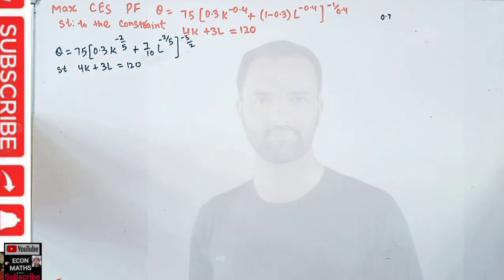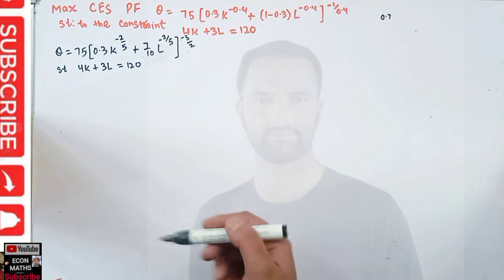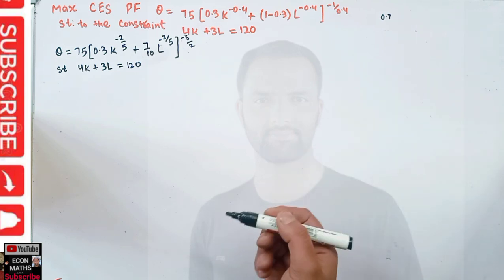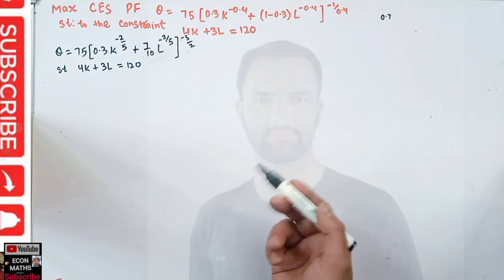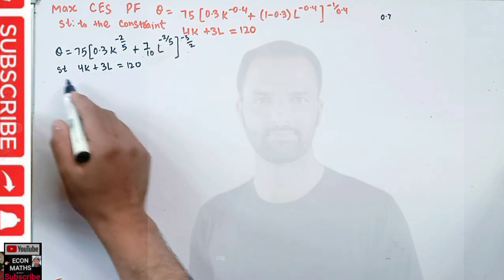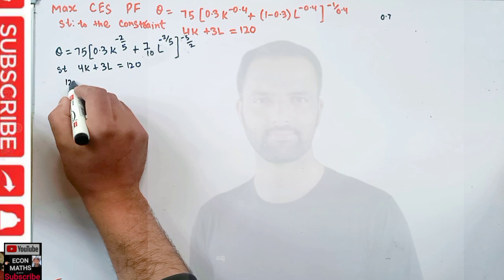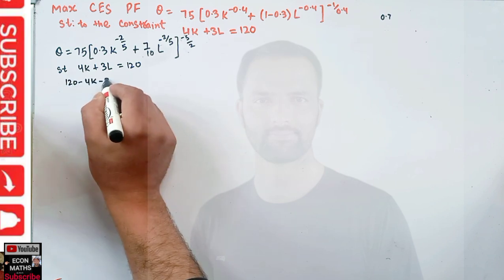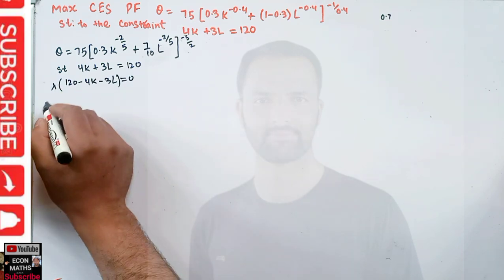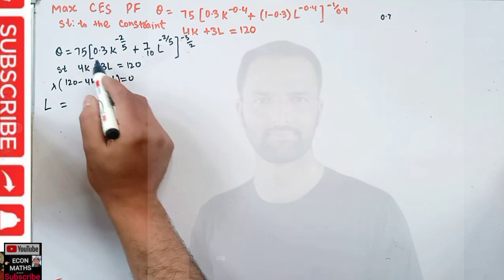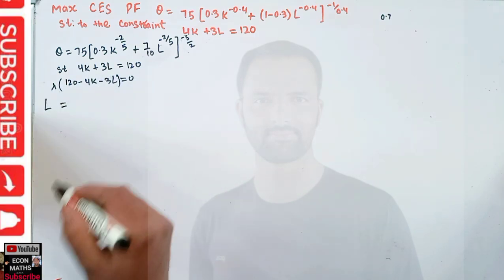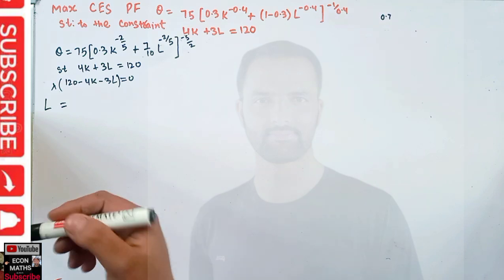I have shown the constraint optimization methods in many videos. You can check this channel for very good videos on constrained optimization. If we set this equal to 0, this will become 120 minus 4K minus 3L is equal to 0. After that we multiply it by lambda. Now our Lagrange's function is simply this objective function plus this resulting constraint function multiplied by lambda, first setting it equal to 0.